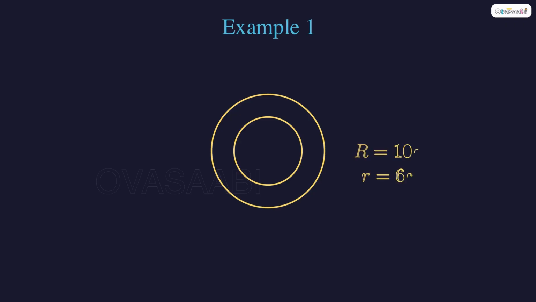Example 1. The outer radius is 10 centimeters. Inner radius is 6 centimeters. Find the area of the ring.